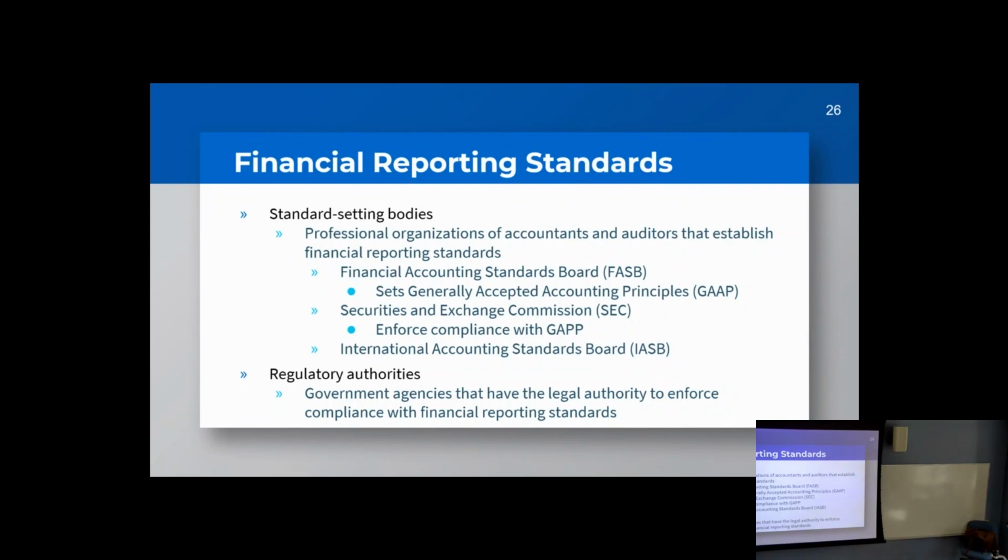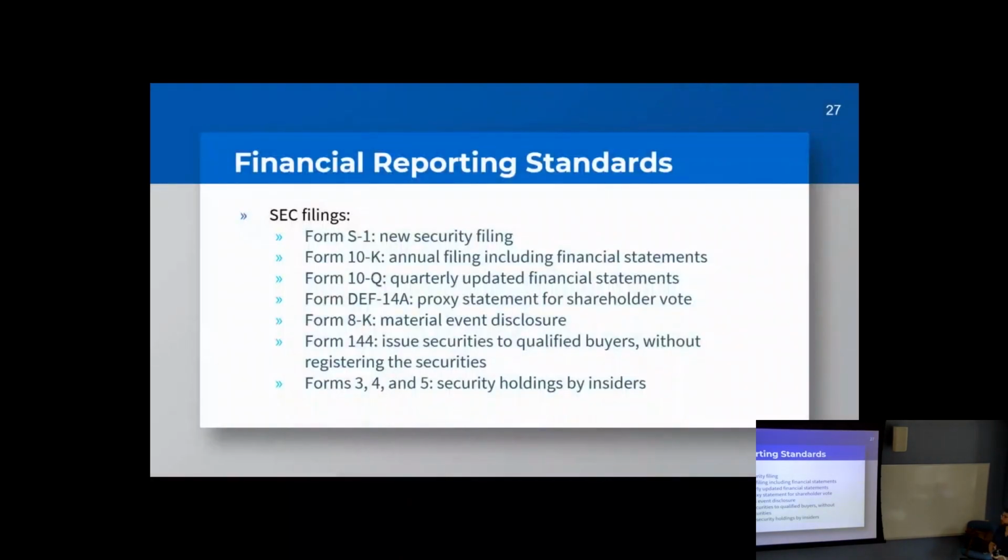All right, so FASB is the governing board. They set the generally accepted accounting principles. The SEC enforces those principles. So what are the filings that companies are required to report? Basically all material information about the company.